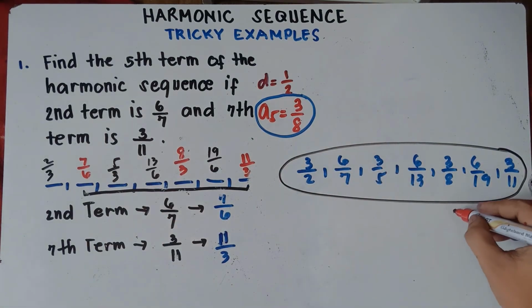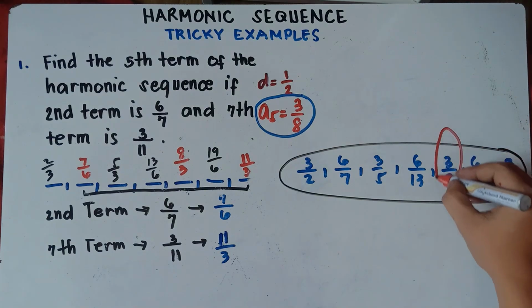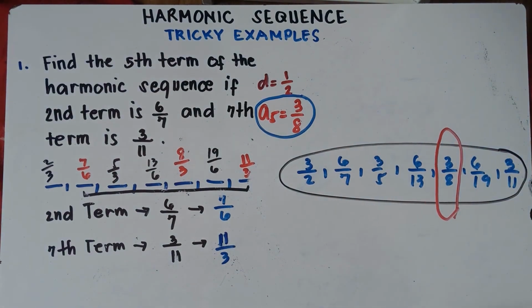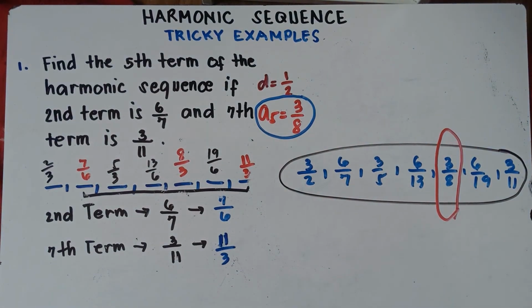And our answer, we're just looking for the 5th term. So it will take time if you do it manually. So the thing that you will do is you will be using the formula once you get the common difference. That's it, class. That's how you solve for number 1.